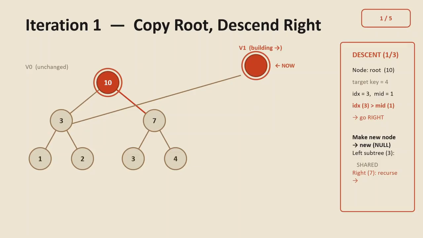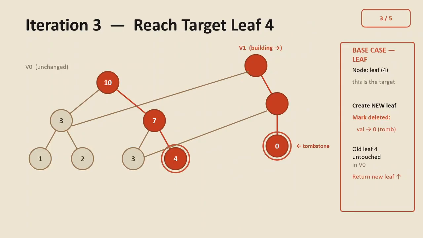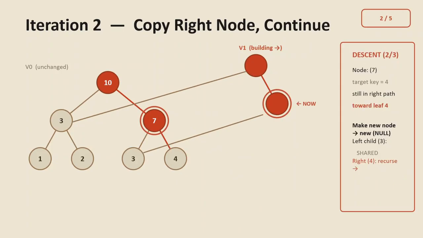We clone the root, wire its left subtree to the shared version 0 node, and recurse right. We continue to clone nodes along the path to leaf 4. Any subtree not on our direct path is wired directly to the existing node from version 0, which is the secret to keeping this persistent and efficient.